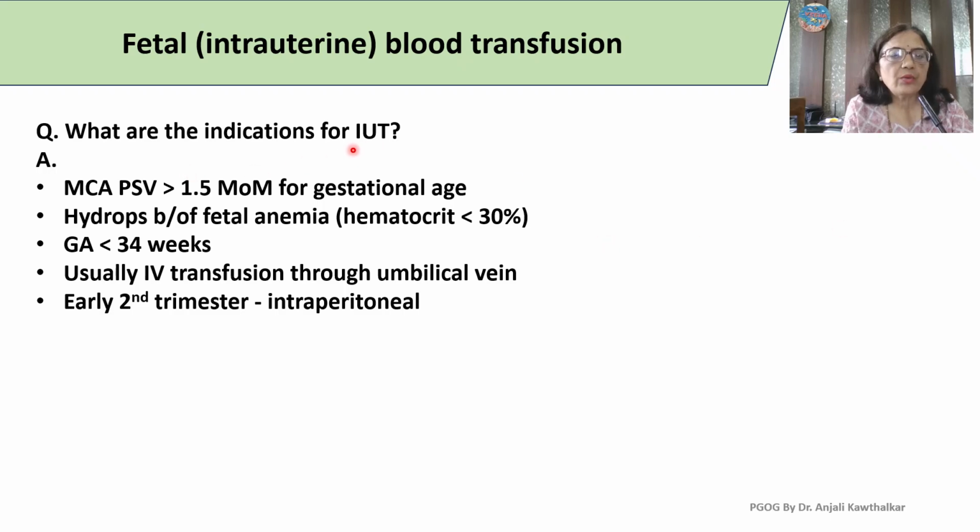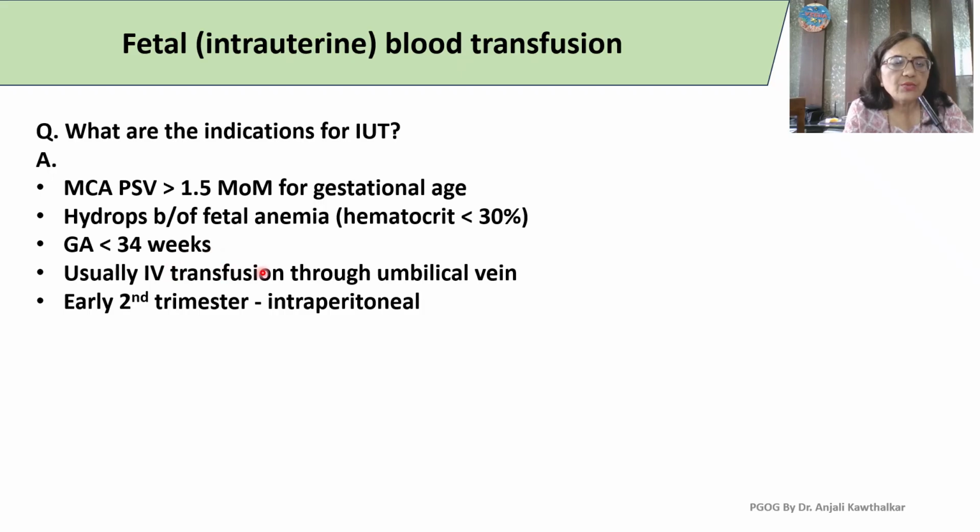What are the indications for intrauterine fetal transfusion? MCA-PSV greater than 1.5 MoM for gestational age, or presence of hydrops because of fetal anemia where the hematocrit is less than 30%, and gestational age less than 34 weeks, because beyond 34 weeks the procedure-related risk of intrauterine transfusion is greater, and in such a case termination of pregnancy will be a safer option. So usually before 34 to 35 weeks only, intrauterine transfusion is considered.